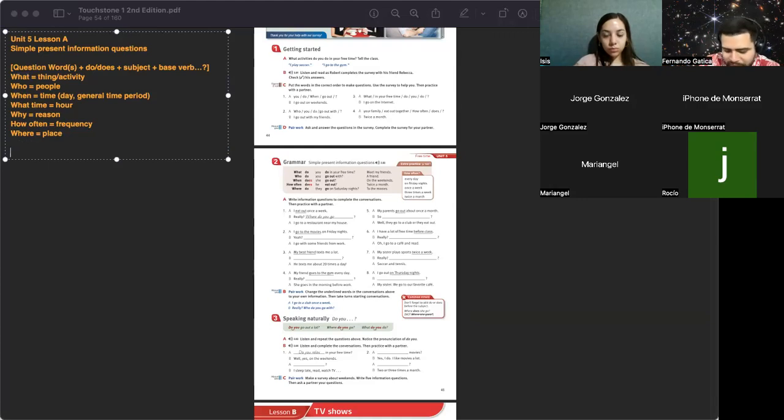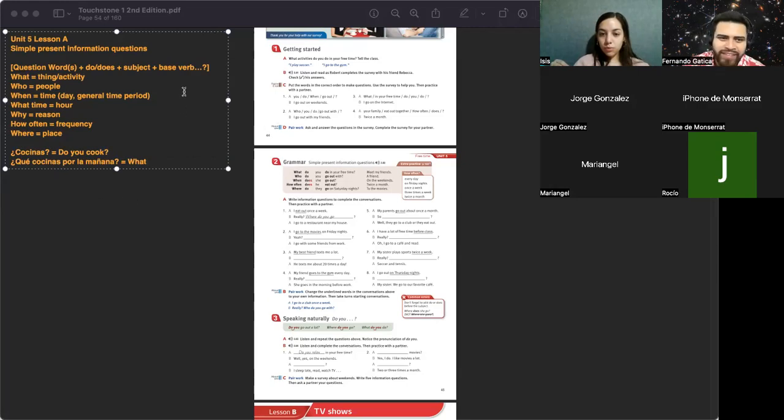So, hace rato les pregunté, ¿cómo se dice cocinas en inglés, no? ¿Cocinas? In English, how do you say that? Do you cook? Very good. Y, George, how do I say, ¿qué cocinas? Así, ¿qué cocinas? Cook. Por la mañana. What cook? No, brother. What? Here's the formula.